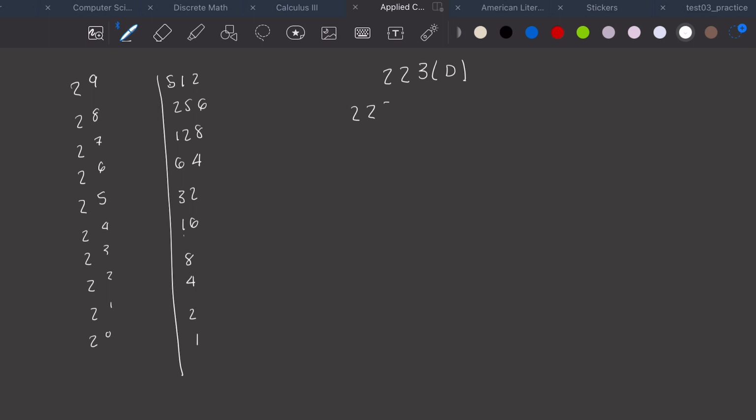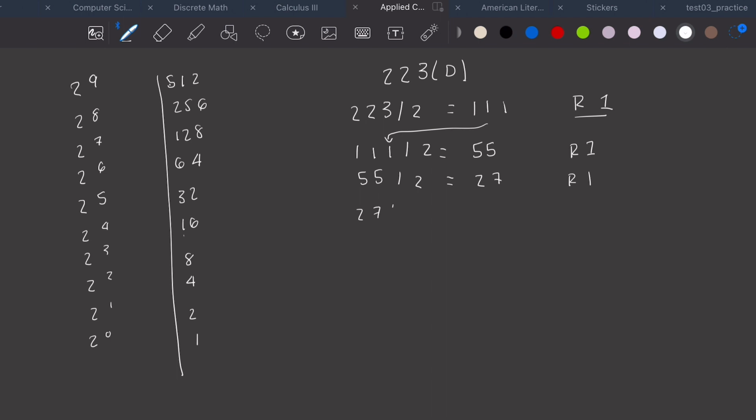So 223 divided by 2 is equal to 111, and you have a remainder of 1. So I'm just going to list that out. And then I divide my answer, which is 111, by 2 again, and I will get 55 with a remainder of 1. Then I will divide 55 by 2, which gives me 27 with a remainder of 1. 27 divided by 2 is equal to 13 with a remainder of 1.